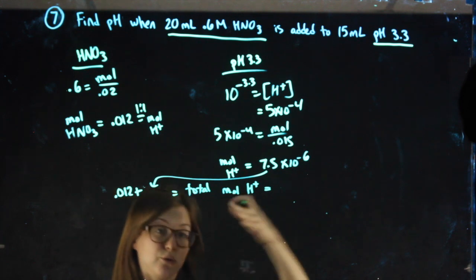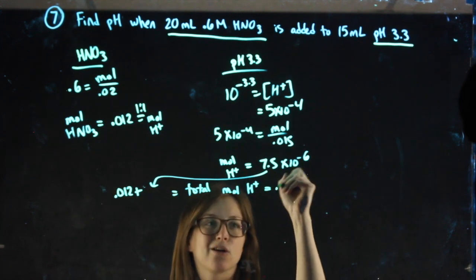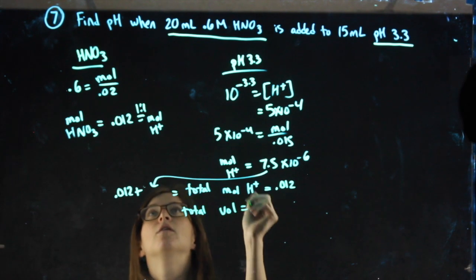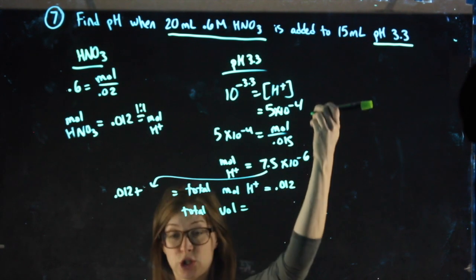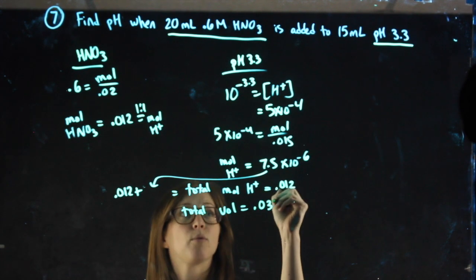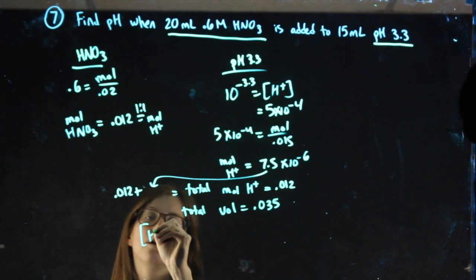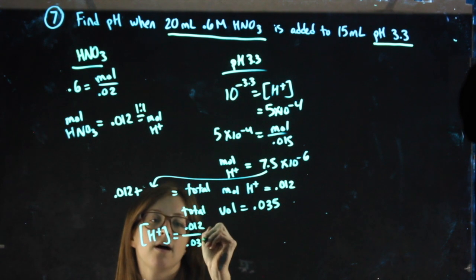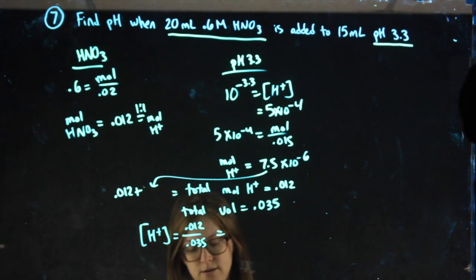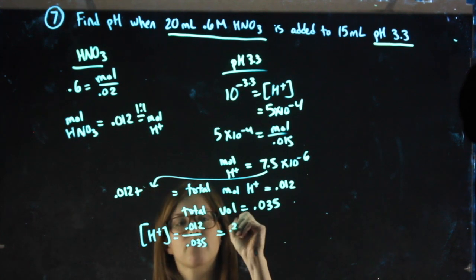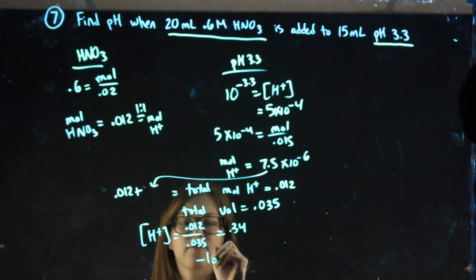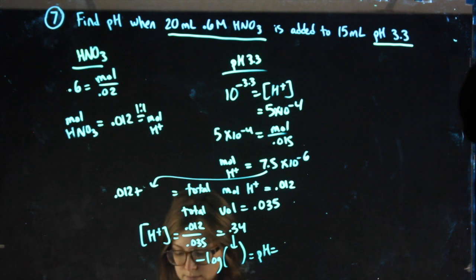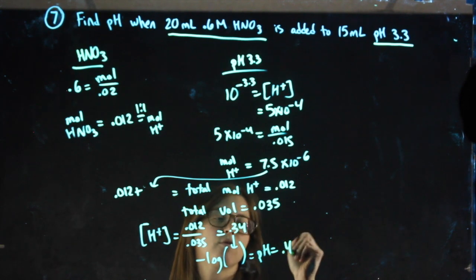And you get 0.012, and then a bunch of zeros, and then this, so 0.012. Our total volume, well, 20 mils from this, 15 from that, that's 35 mils, or 0.035 liters. Using my total moles and total volume, I can find the H plus molarity. And when I negative log H plus molarity, I get pH to be 0.46.